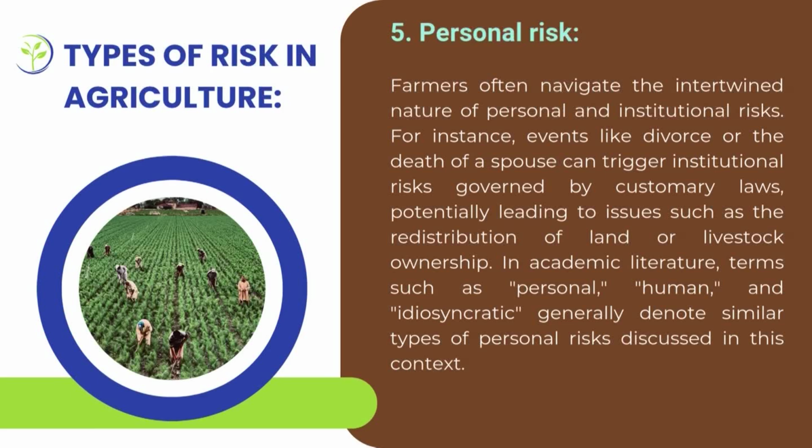Farmers often navigate the intertwined nature of personal and institutional risks. For instance, events like divorce or the death of a spouse can trigger institutional risks governed by customary law, potentially leading to issues such as the redistribution of land or livestock ownership. In academic literature, terms such as personal, human, and hedonistic generally denote similar types of personal risks. These risks highlight the complex and interconnected challenges faced by farmers, where personal circumstances can profoundly impact both individual well-being and the broader agricultural operation and livelihoods.